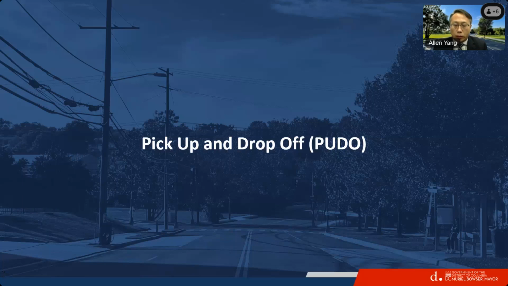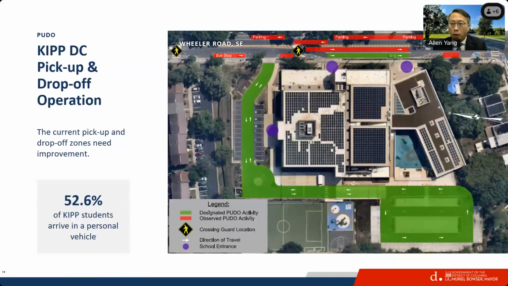So I'm going to start to describe the PUDO activities and the issues. This graphic shows the PUDO activities at KDC. The green areas show the designated PUDO locations. So there's PUDO activities on the school campus and parking lot, but also on Wheeler Road. On Wheeler Road, there is a designated PUDO activity implemented by the quick delivery project by DDOT. And those purple dots represent the school entrances. So we actually have 2 separate entrances at Wheeler Road side.